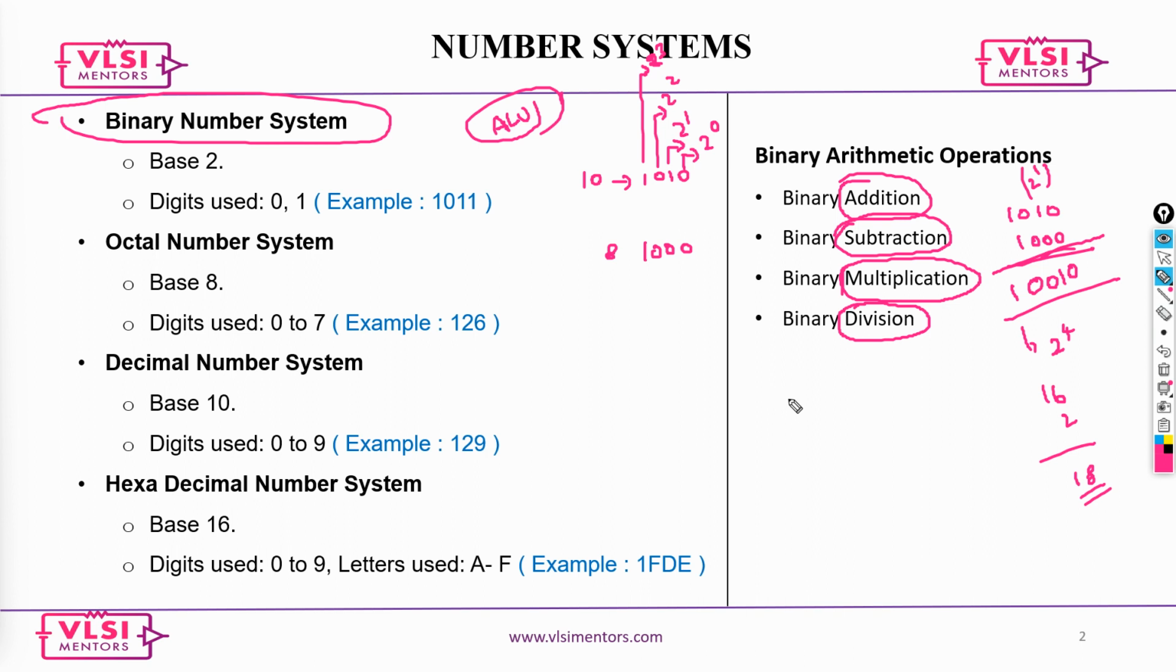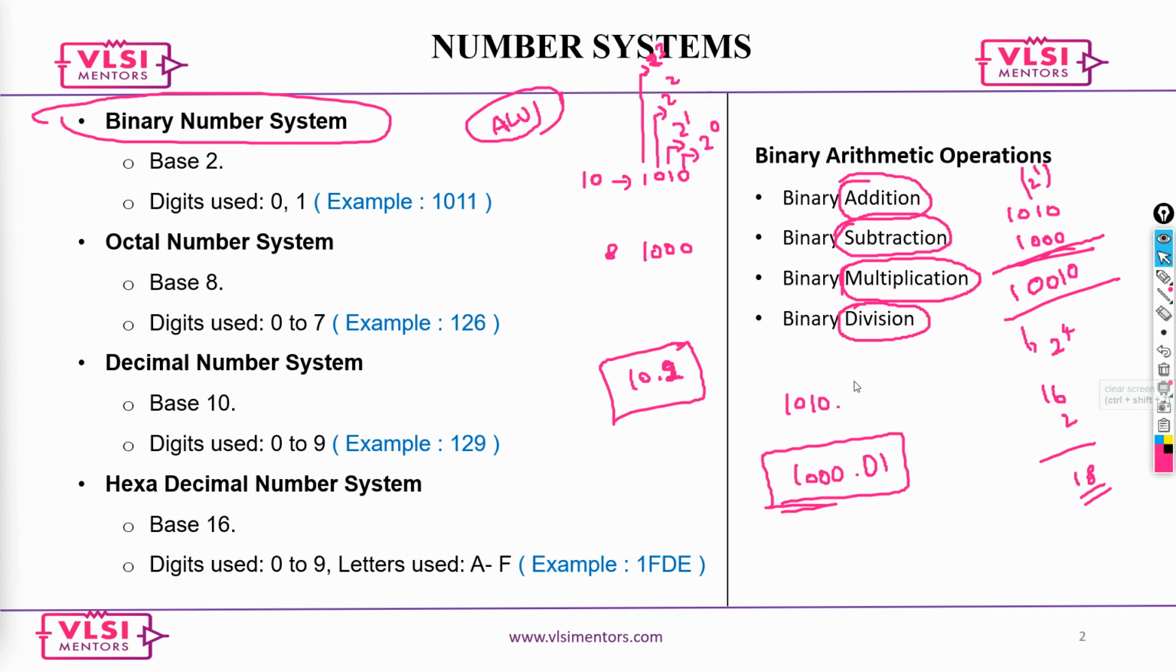So it's simple. Say if I give you 1010, so it is kind of 10.2. Now how do you represent this in binary? And then say for example 1000.01. Now what would be the decimal number for this? So just to get an idea. All right, I don't want to spend too much time on these number systems.